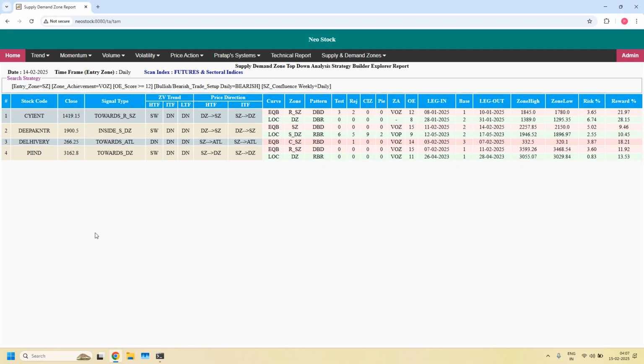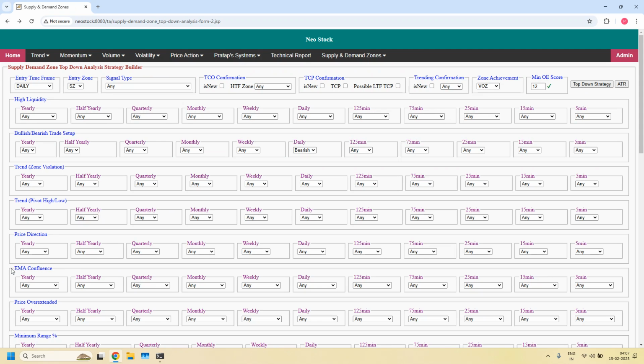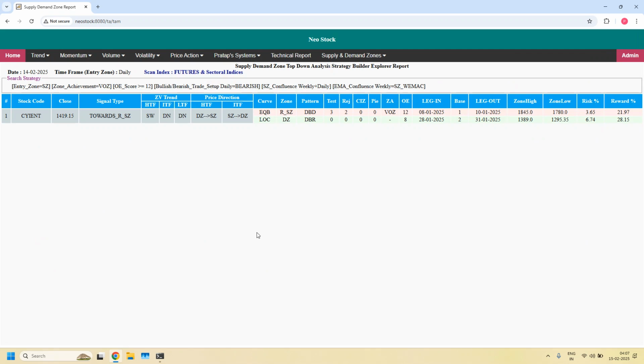Among these 4, how many can we find? Let us verify. In the EMA confluence, weekly time frame, does the weekly supply zone have weekly EMA confluence or not, because it is a bearish trade setup. 1 stock is filtered out of 4. So this one is an even more high probability trade setup. This is LTF and ITF specific.